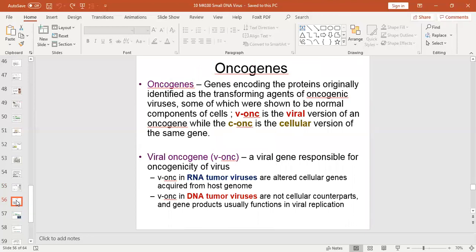Some definitions and terminologies. Oncogenes. If you break down the word, onco, cancer, genes that cause cancer. So a gene by itself cannot; genes code for proteins that can cause cancer. We have these both in viruses and their counterparts in the host cell. Those viral oncogenes are called V for virus, onc for oncogene, V-onc, and the cellular counterpart is C-onc.